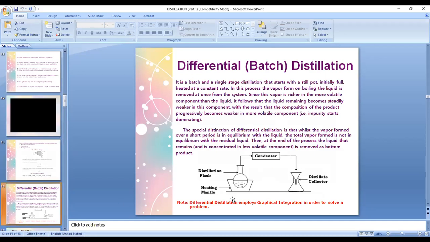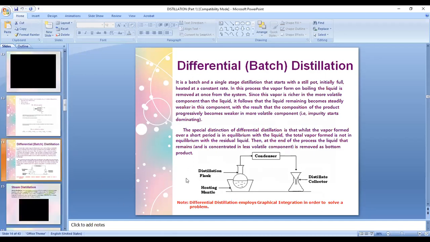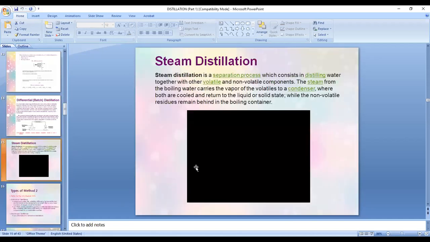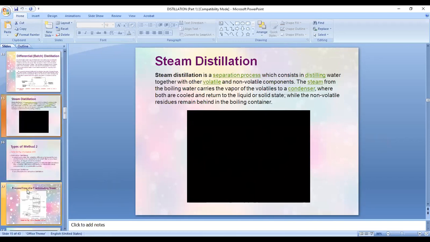Then you have the differential distillation. This is the lab scale distillation, the one that you perform in the lab. And we have steam distillation. Steam distillation is used if the boiling point even of the lightest component is very high, that it would be near impossible to separate from the other components, so you use steam. That way you can lower its boiling point.